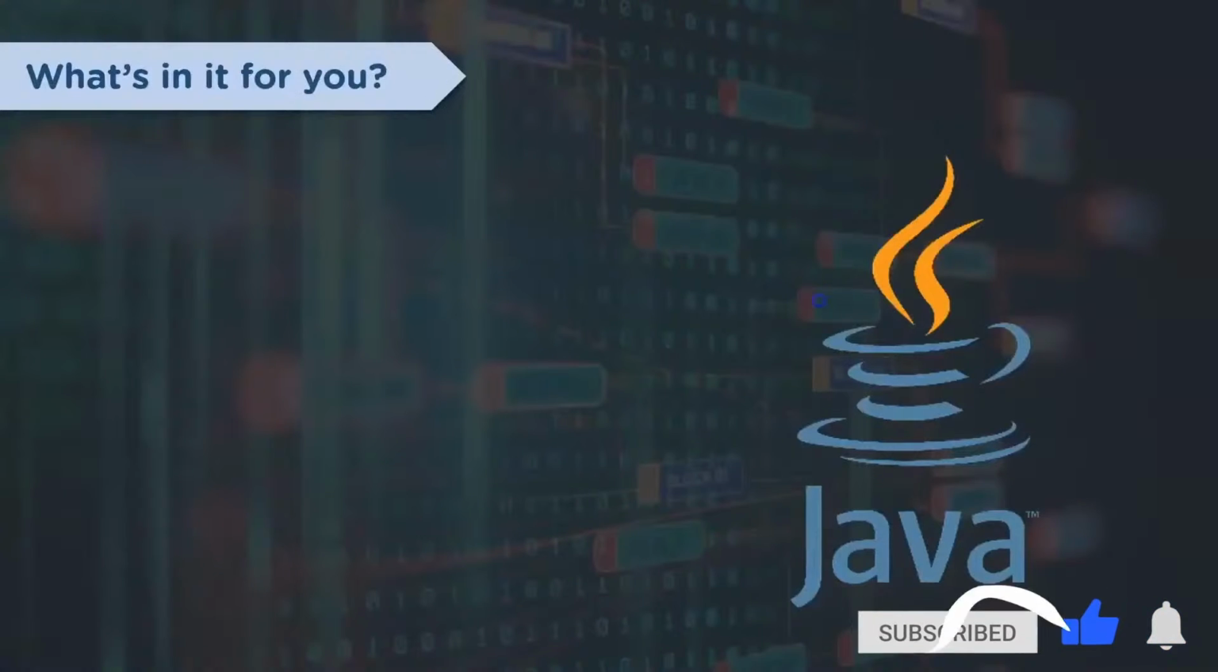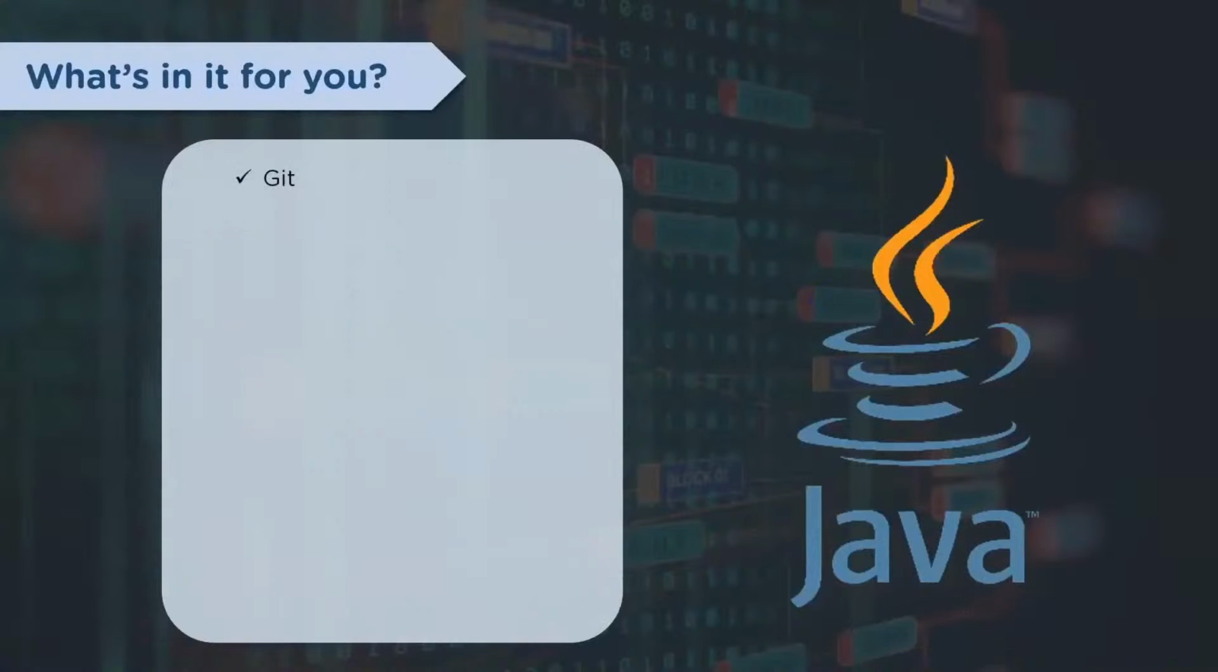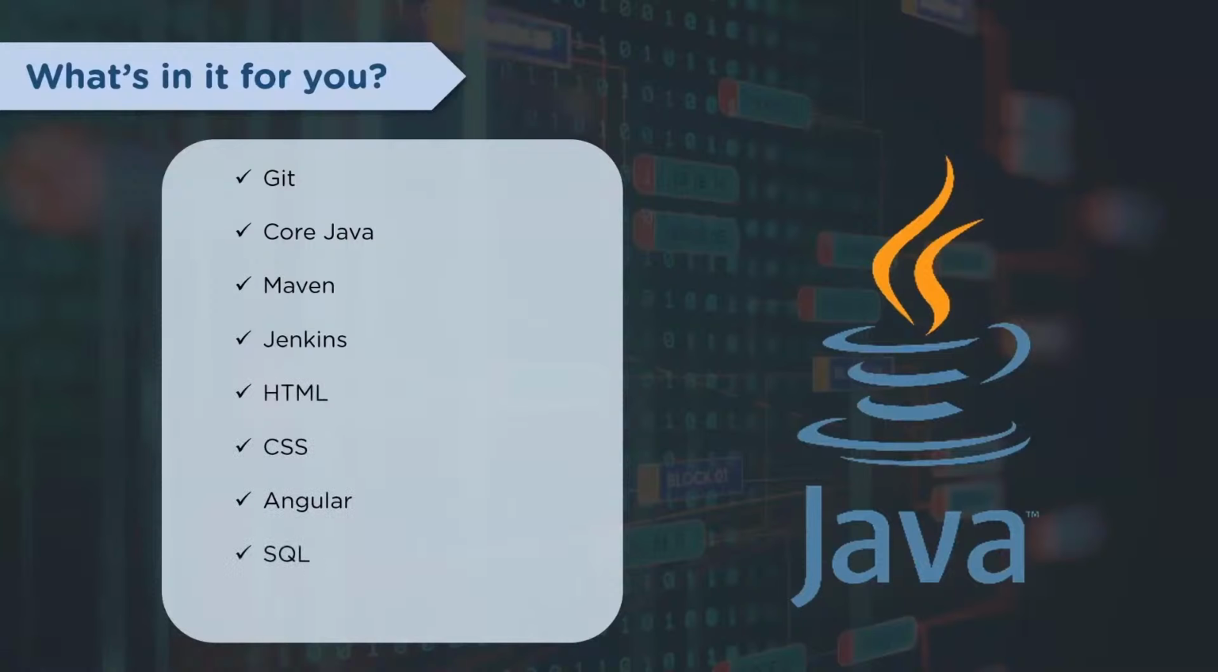So let's look at what's in store for you. First, we'll learn about version control systems like Git, followed by which we'll understand core Java concepts like operators, loops, inheritance, encapsulation, and so on. Moving ahead, we have a section covering Maven and Jenkins. Now it is crucial to understand front-end app development tools as well. The next section will include tutorials on HTML, CSS, and Angular. And finally, we'll conclude the session by learning database management systems like SQL and MongoDB. So I hope you're excited to learn all of this. Now let's jump right in.